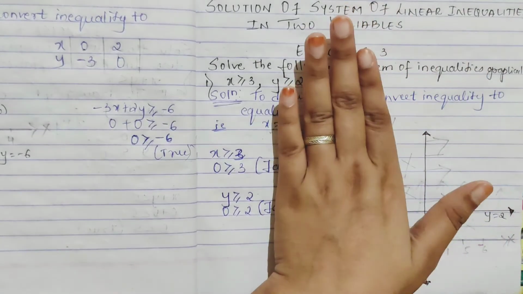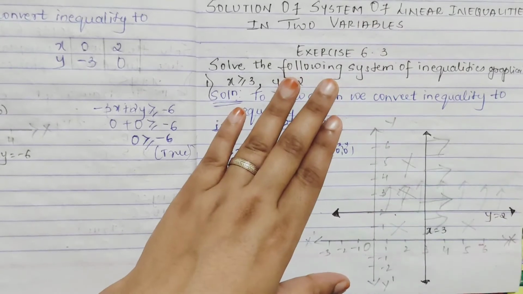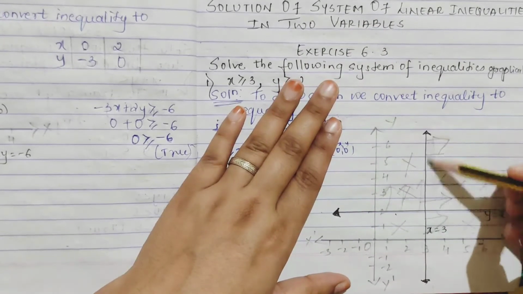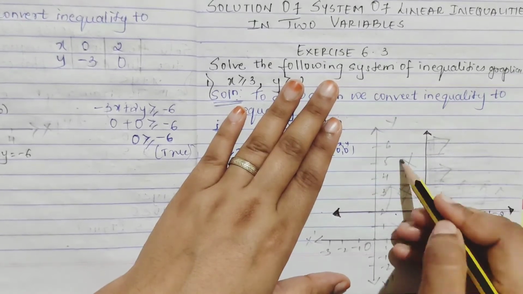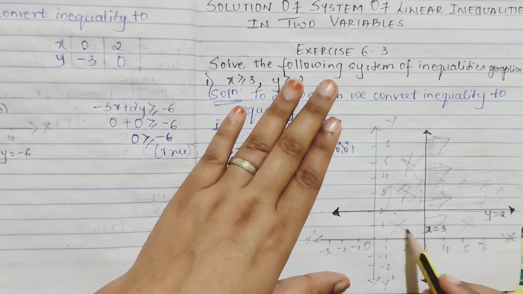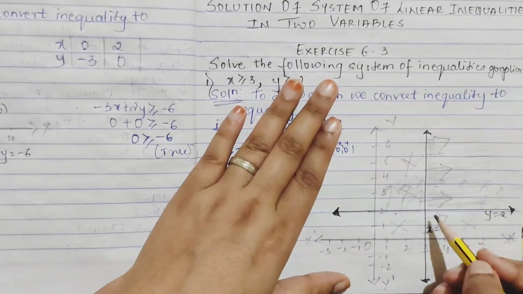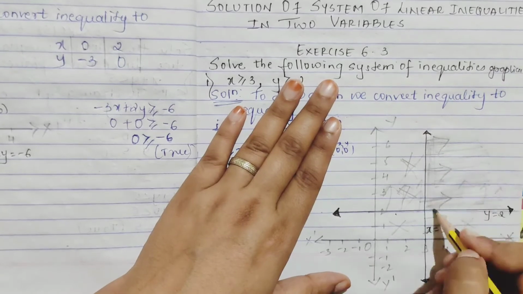This is the shaded region for your x is equal to 3. Now you see in both, which part is common? Obviously this. This part is your common, so you will shade this region. This section is gone considering this line and this section is gone considering this line. Common is this region, so you shade this part.